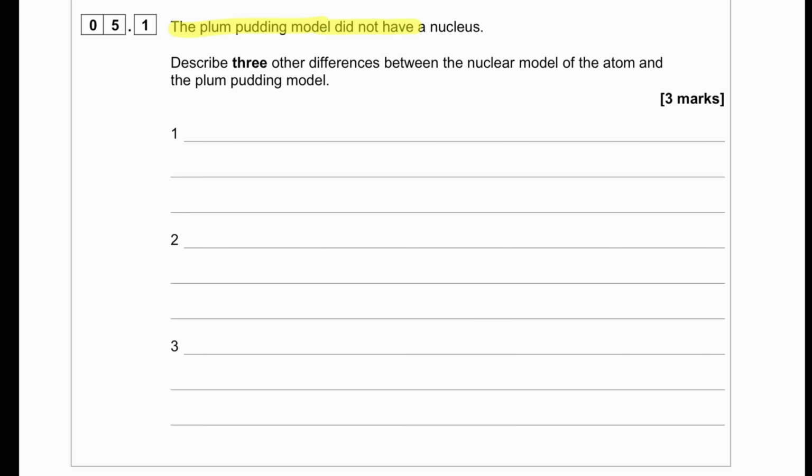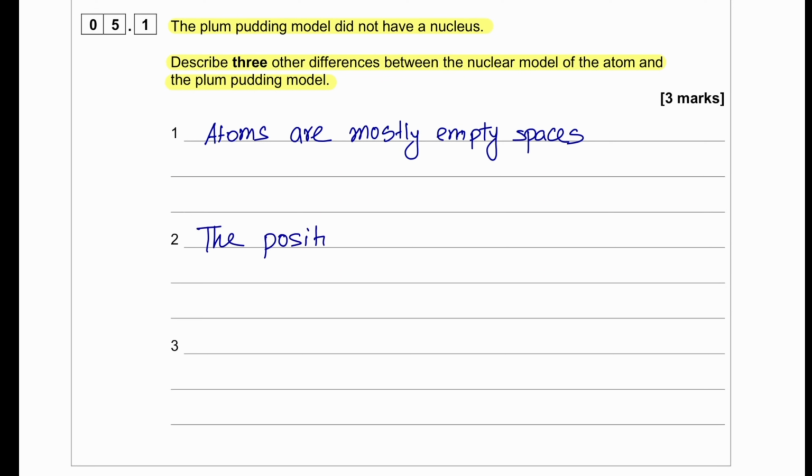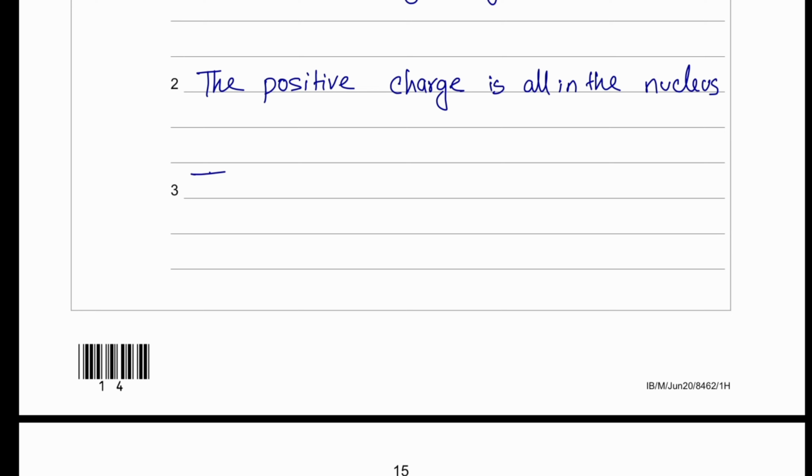The plum pudding model did not have a nucleus. Describe 3 differences between the nuclear model of the atom and the plum pudding model of the atom. In the nuclear model, atoms are mostly empty space. But in the plum pudding model, atoms have no empty space. In the nuclear model, the positive charge is all in the nucleus. But in the plum pudding model, the atom is a ball of positive charge with electrons embedded in certain positions.